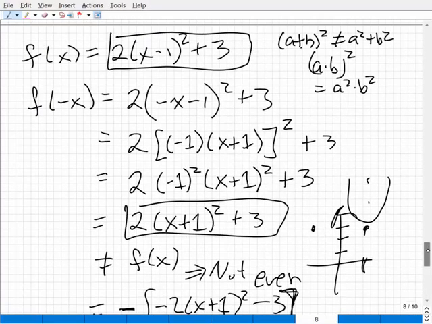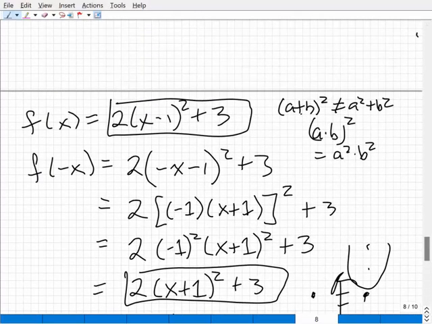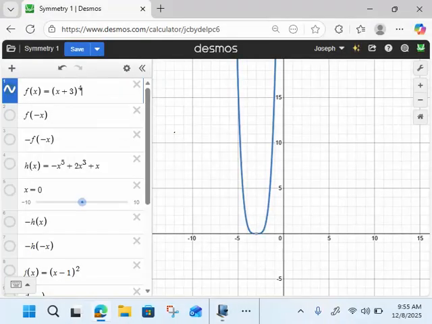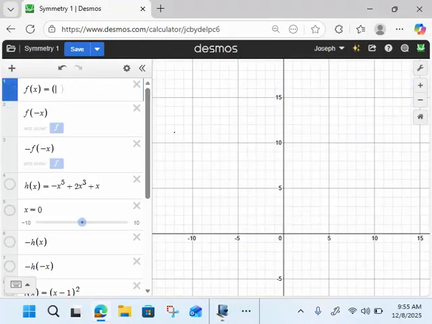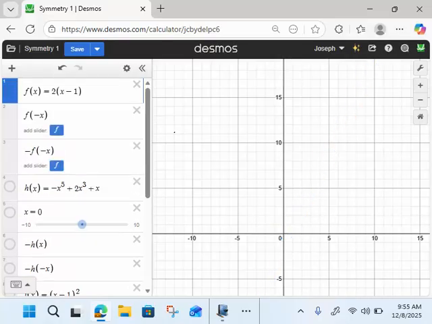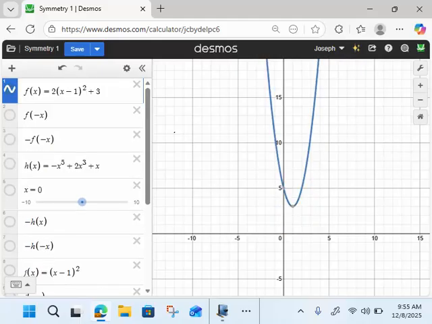Let's graph it and be done with this video. So the function 2x minus 1 squared plus 3. You type that in. It is a parabola, vertex at 1, 3. You can tell it's not even. I flip it over the y-axis, it doesn't match. If I do the double flip, that doesn't match. Neither even nor odd, a little bit of both.